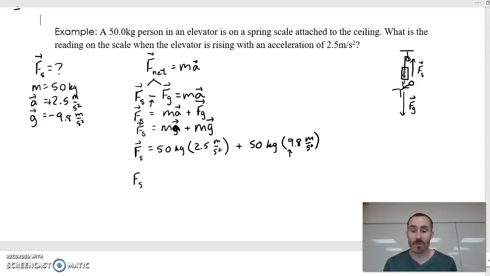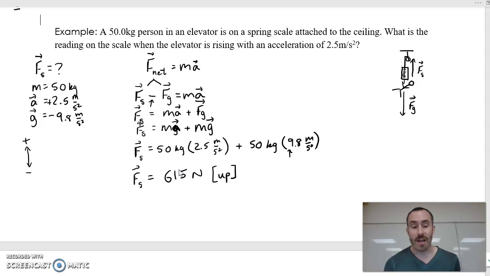So now my spring force is equal to 50 times 2.5 plus 50 times 9.8, which is equal to 615 newtons up. Right? It was positive, and so my positive, I should have done this at the very beginning, but I chose up as my positive direction and down as my negative direction. And so I got a positive answer for my spring force, which means that corresponds to up.